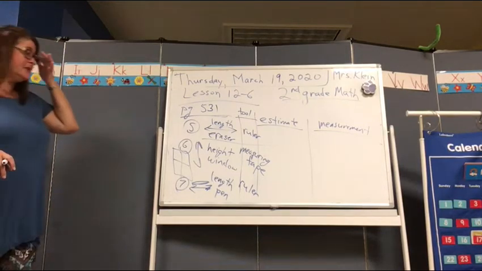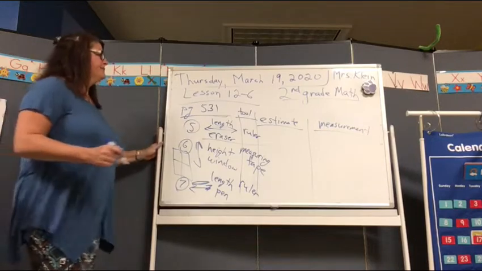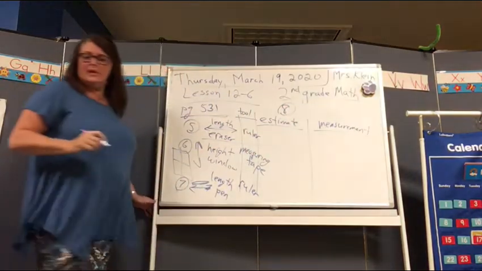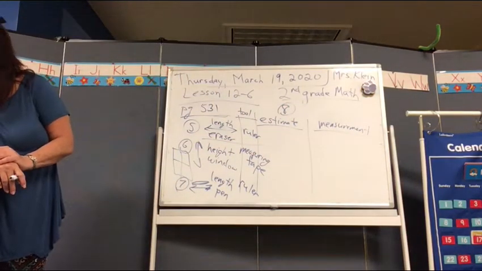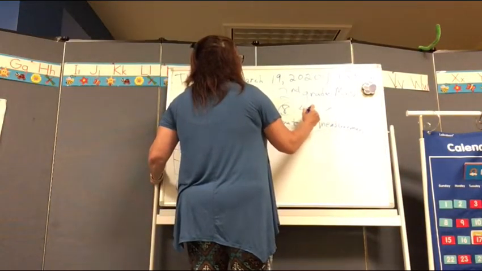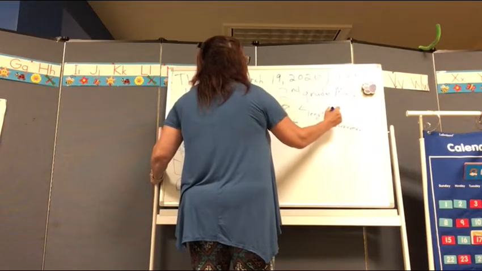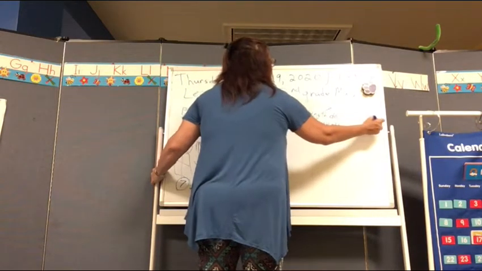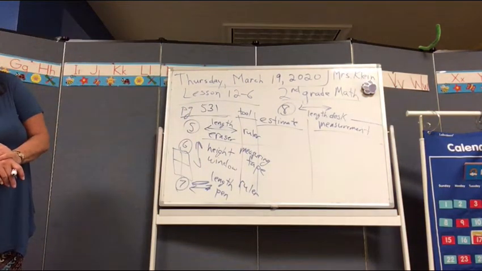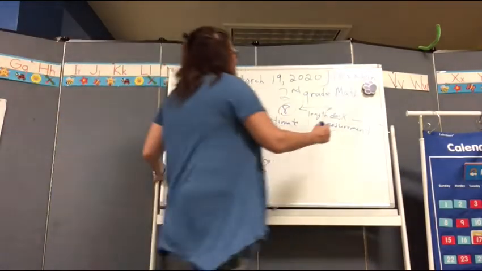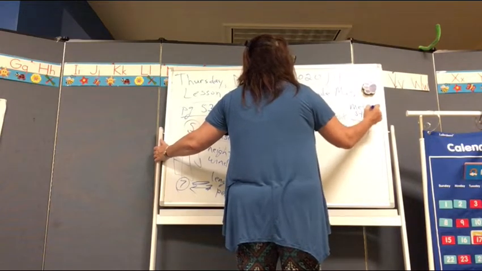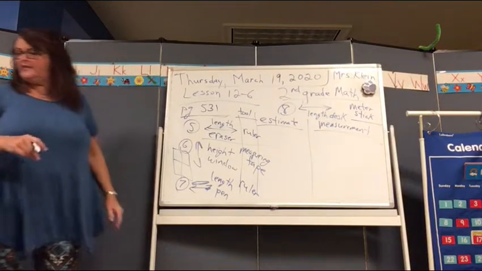Number 8 is a desk. I'll put number 8 over here. Number 8 is a desk. We are going to use the length of a desk. What is the best tool we are going to use to measure the length of a desk? Well, you can use a meter stick for the length of the desk.